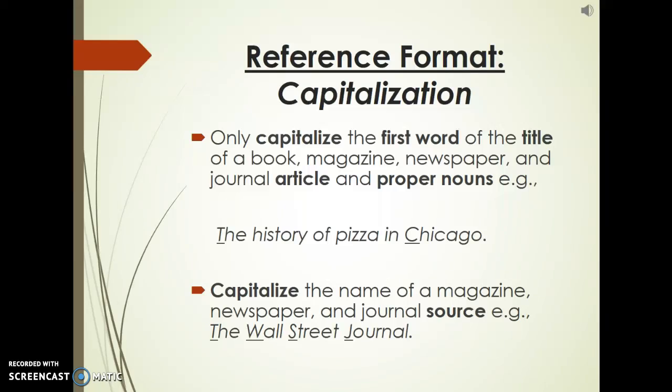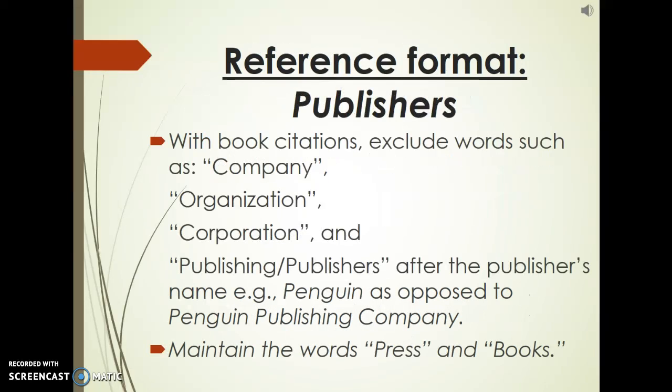With the capitalization of magazines, newspapers, and journal sources, you will capitalize any pertinent word that is always capitalized in that source's name. So the Wall Street Journal contains words that are always capitalized. In a book source, you will include the author, the publisher's place of publication, which would be a geographic location, and then the publisher's name. However, after the proper noun, the name of the publisher, you will drop or exclude words such as company, organization, corporation, and publishing and publishers. So for instance, Penguin Publishing Company becomes just Penguin. However, maintain the words press and books.